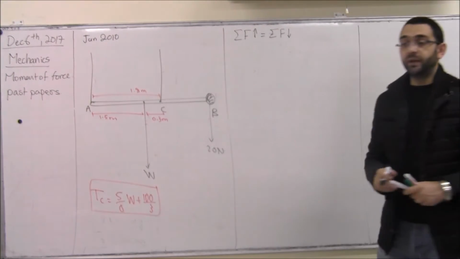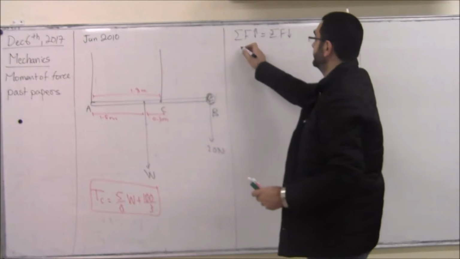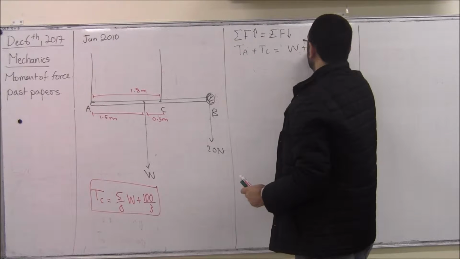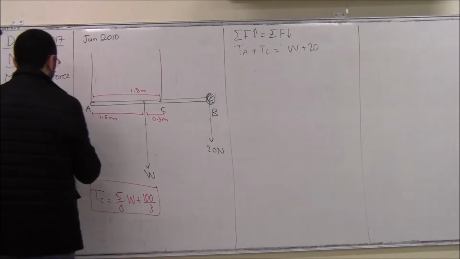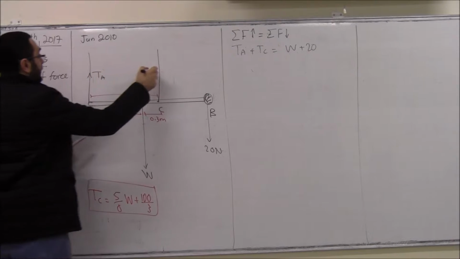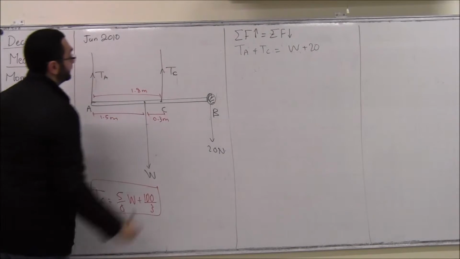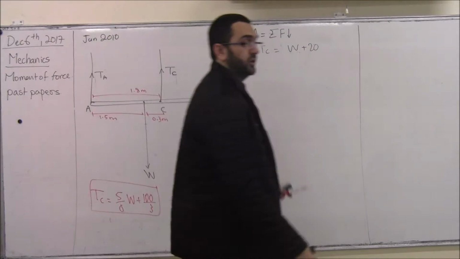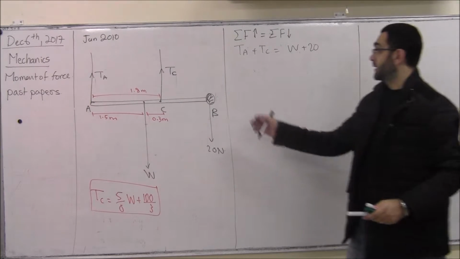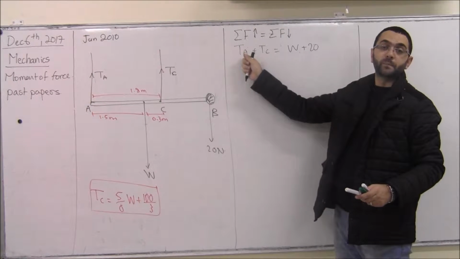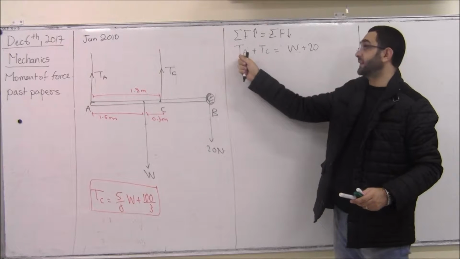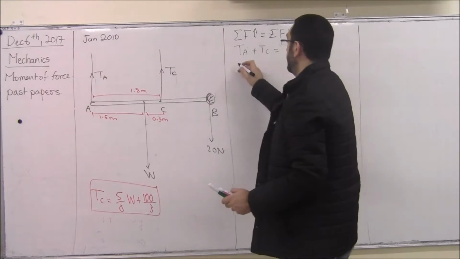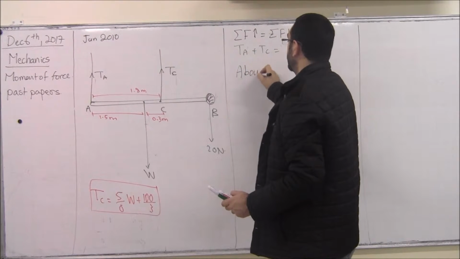Now pay attention, please. What do we have? TA upward plus TC equals W plus 20. Here we have TA, here we have TC. Clear? Can I get the value of TC from this equation? No, right? From this equation I can't find TC because I have to find TA. So I will take moments about A.